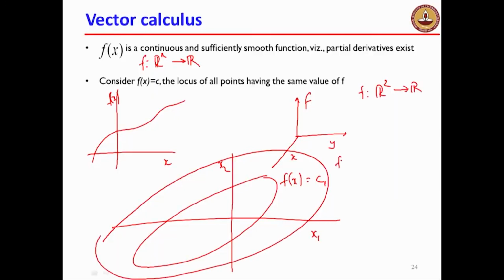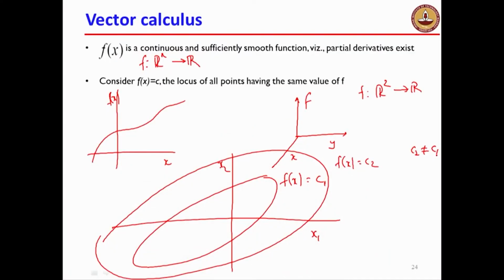Now for a different value, I will get another curve, f of x equal to c2. Now c2 could be larger or smaller than c1, it doesn't matter, but it is distinct, c2 is not equal to c1. That much is clear, otherwise it would have been the same curve.